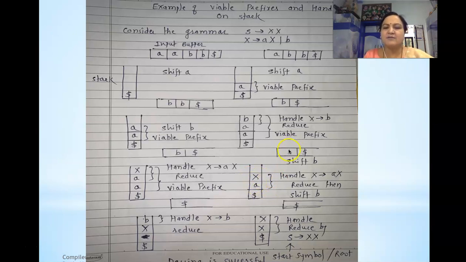In the next step we shift B. So we have shifted B onto the stack. Now the contents of the stack are $X and B. So here B is also a handle which can be reduced by X. The top of the stack is a handle which can be reduced by X. So now the contents of the stack are $X and X, and the input remaining is only $. So we have found a handle here.